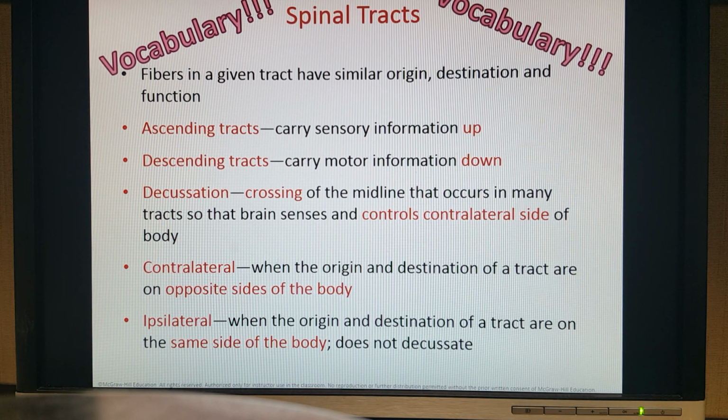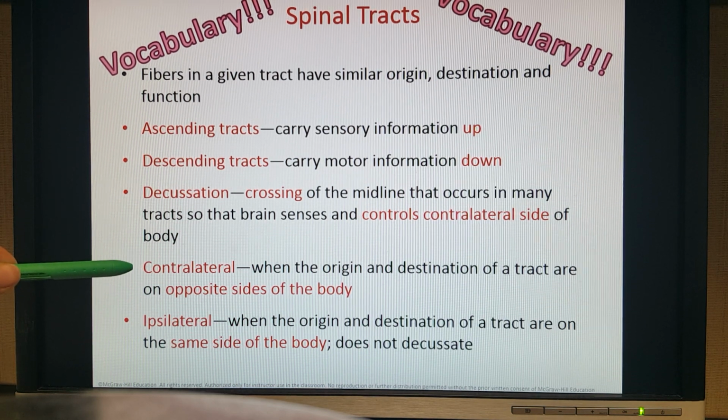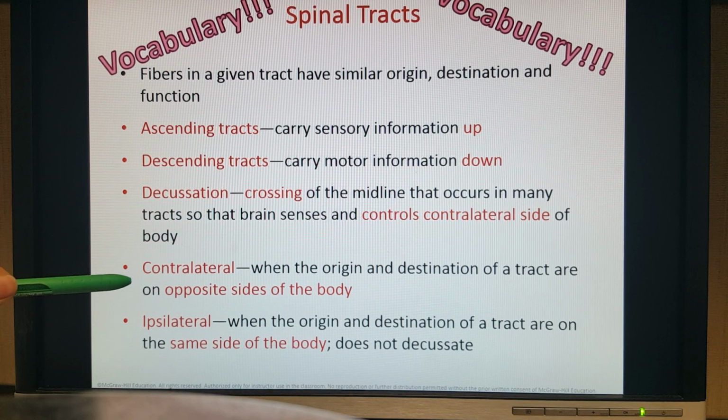So left controlling right, right controlling left. Same thing with sensory information. Your left side of the body is sent to your right side of the brain. Your right side of the body is sent to the left side of the brain. So this is contralateral, either controlling or receiving information from the contralateral side, or the opposite side. Ipsilateral is on the same side. So information from that will not cross over to the other side. There is some information that will stay on the same side of the body.